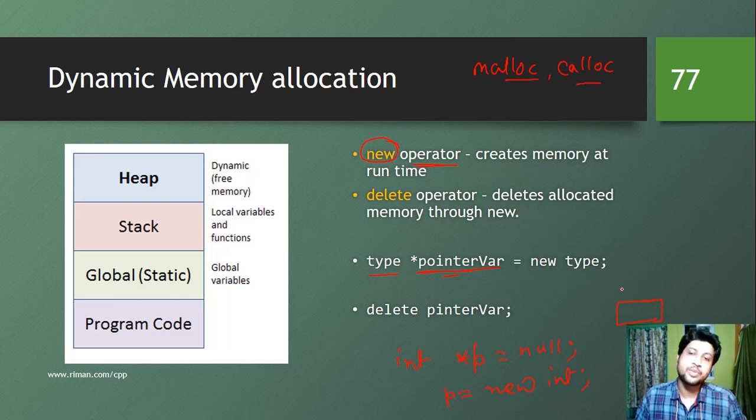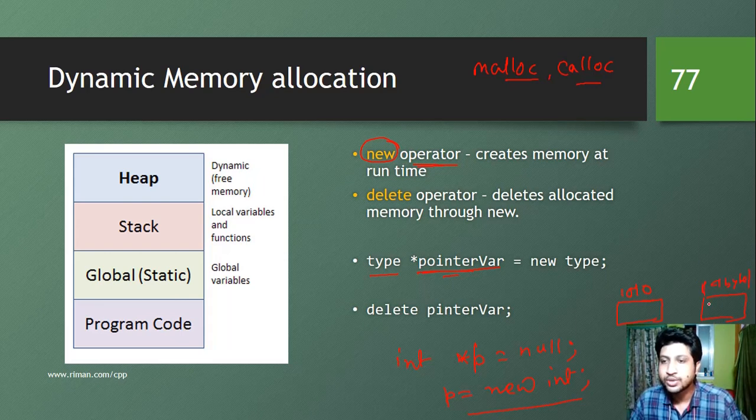So the location of p is, suppose, 1010, and what you have done now, p is equal to new int, means a new location that can store an integer, suppose 4 bytes of space. So this can store an integer, so it has some address, suppose 2010. So this is the address where some value can be located. So what is happening after executing this particular statement? Dynamically a memory location is created and this pointer p can point to that particular location.